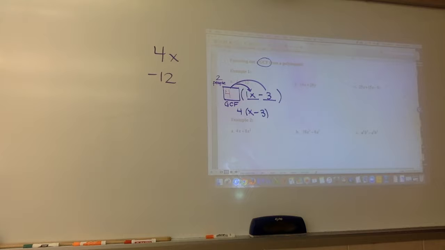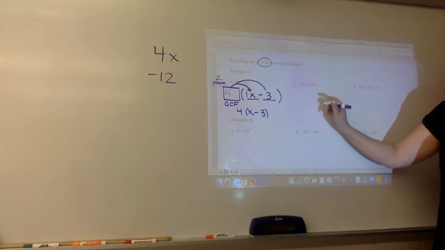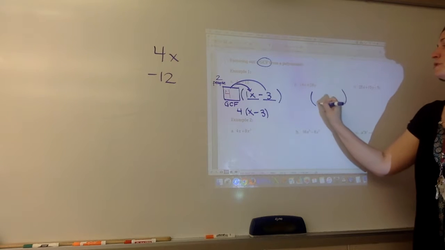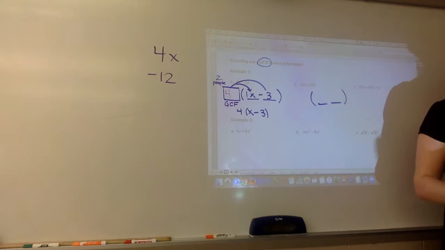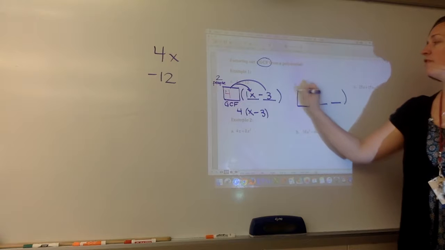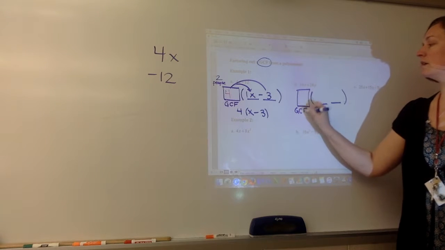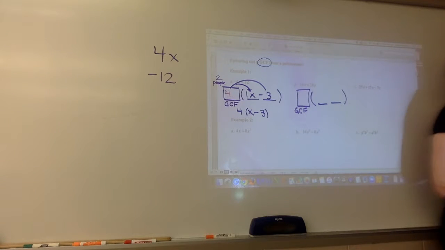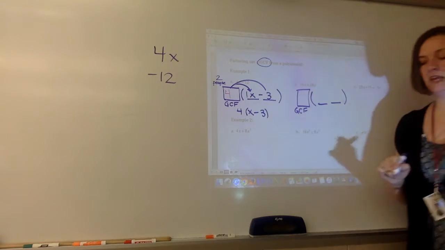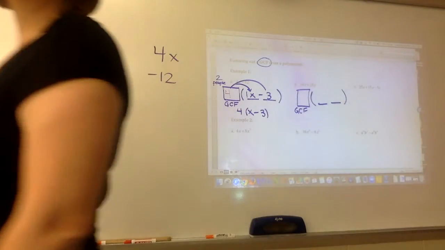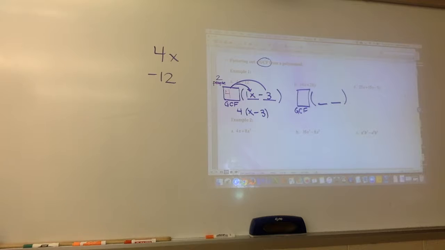All right, letter B. How many people do I have? How many terms? 2. So I want to write parentheses with 2 owl eyes. I'm going to fill the GCF in the front, greatest common factor. What is the biggest number that goes into 14 and 28? 14. 14 does, doesn't it?